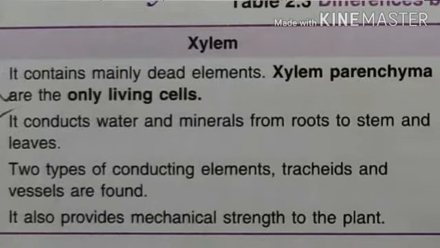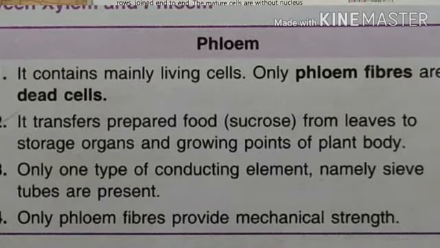Then you all know that the xylem is composed of four types of cells, that is xylem vessels, xylem tracheids, xylem fibers and xylem parenchyma. And phloem again consists of four types of cells, that is sieve tubes, companion cells, phloem parenchyma and phloem fibers. The xylem basically deals with the transport of water and minerals from root to stem and leaf, and phloem deals with the transport of the food prepared by the leaves to all the parts of the plant body.